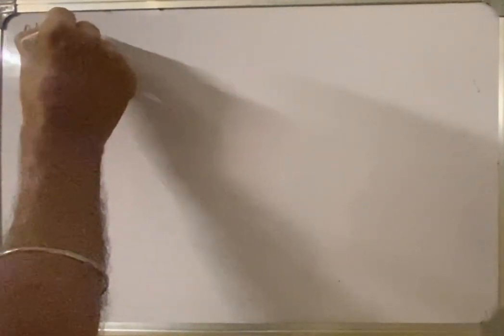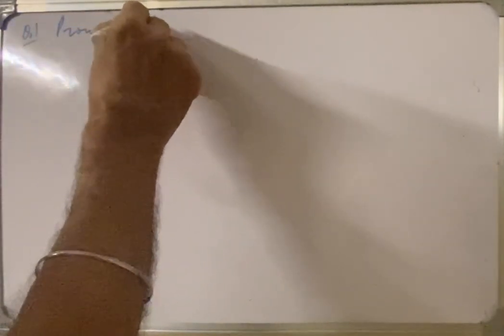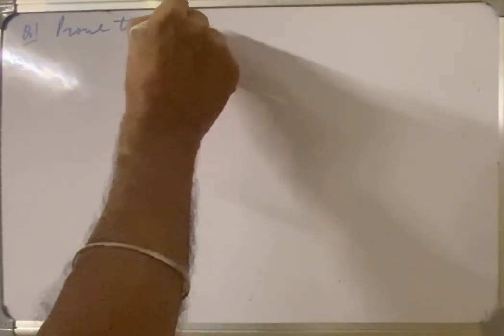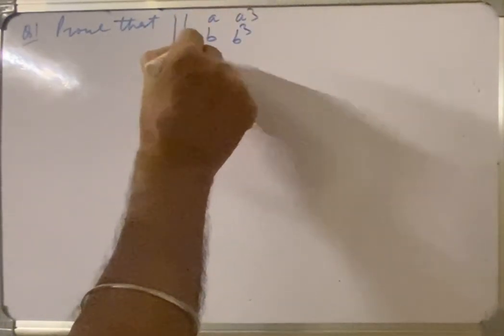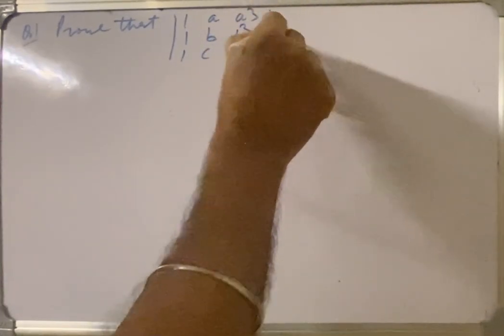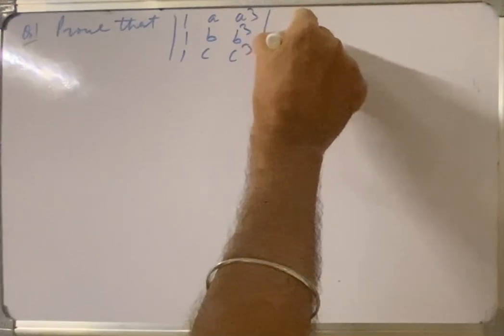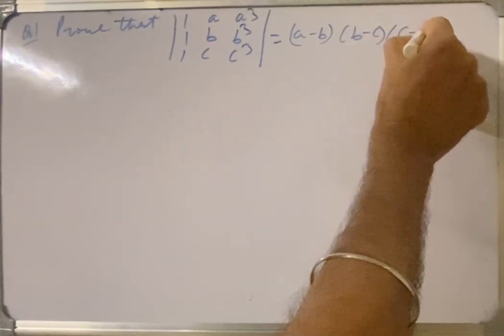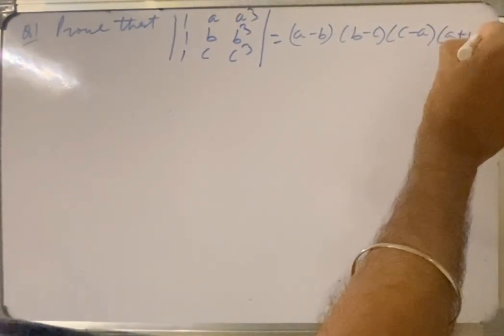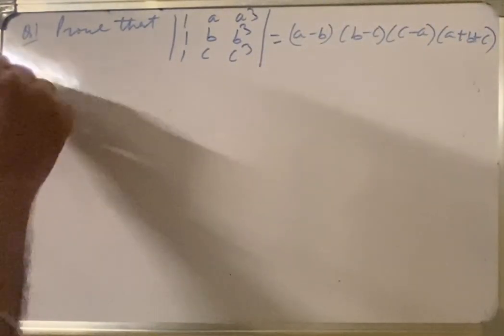In this video we shall take more questions relating to expansion of determinant by using their properties. First question, prove that determinant 1 a cube, 1 b cube, 1 c cube is equal to (a minus b) into (b minus c) into (c minus a) into (a plus b plus c).